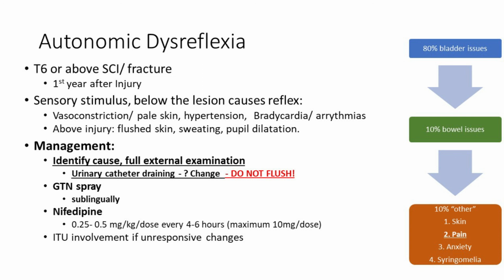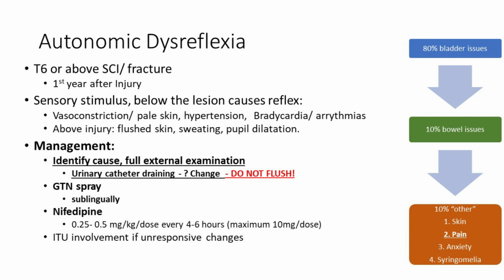Don't forget, above the lesion you still get a normal reflex. So because of the hypertension, you get flushed skin, sweating, and all the sympathomimetic effects. The management really is to identify the cause, and 80% of them are bladder issues. But you do want to do a full external examination, and make sure that the urinary catheter is draining. You might want to change it, do not flush it, and consider if they've had any constipation or bowel issues.